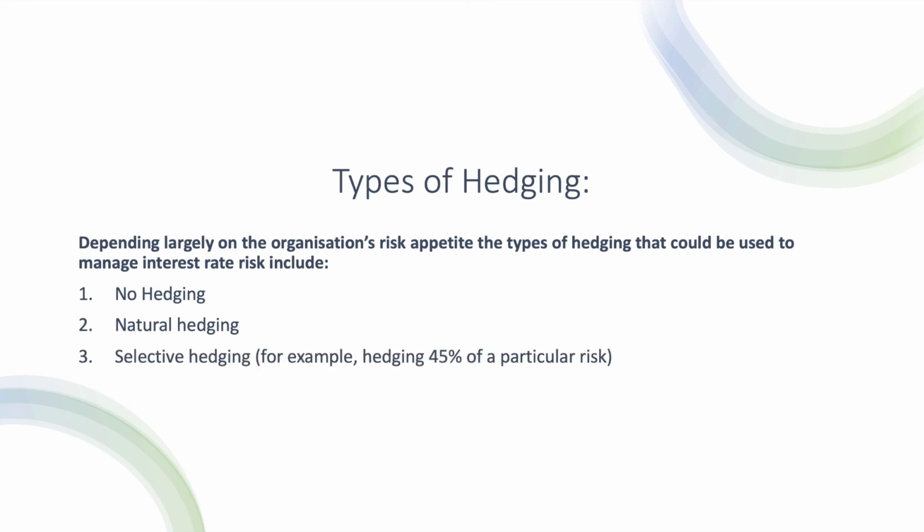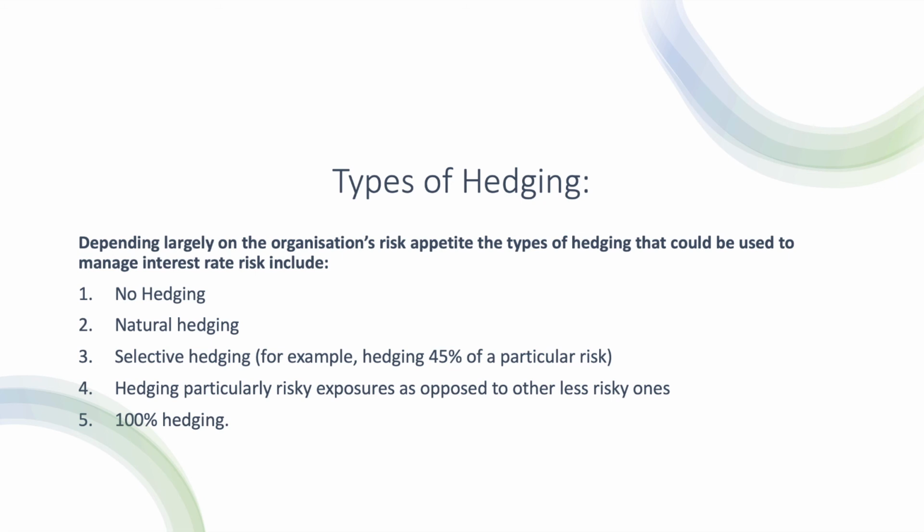Selective hedging. For example, hedging 45% of a particular risk. I'm not doing 100% hedging. I'm just doing 45% of the portion as a particular hedging. Or hedging particularly risky exposures as opposed to other less risky ones. I am doing hedging only for the risky exposures or risky projects, but not for the less risky. So again it is a kind of selective hedging, but for risky exposures, not for any percentage. And then there is 100% hedging. It means I'm accepting it. Yes, I'm doing the hedging.